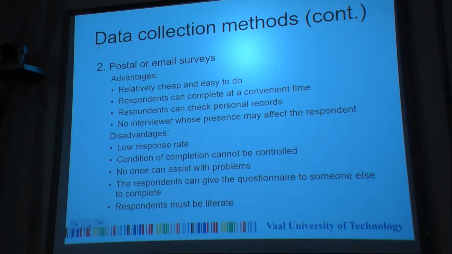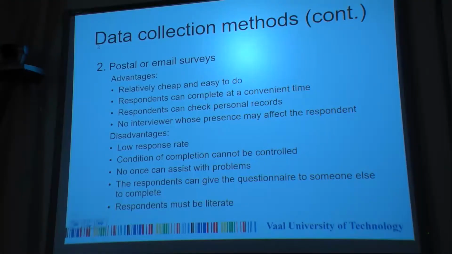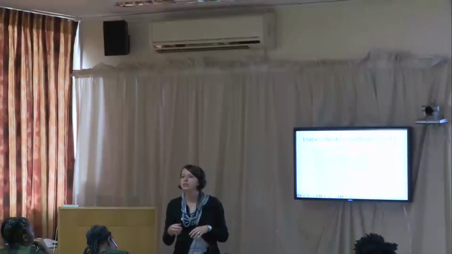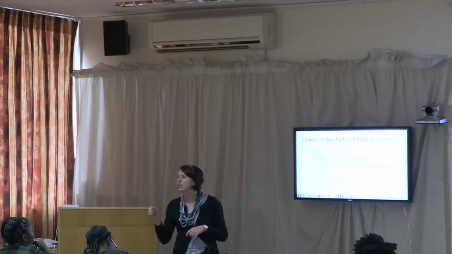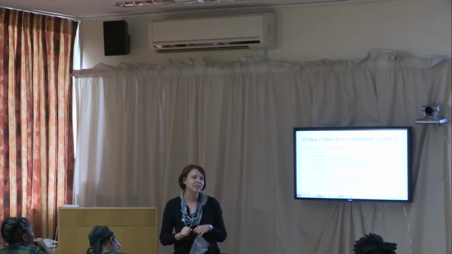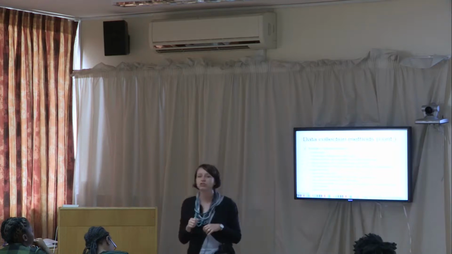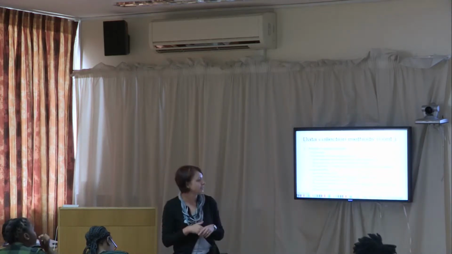So, condition of completion cannot be controlled. Also, you don't know where the respondent is when he or she is completing this questionnaire. Maybe the respondent is sitting next to his or her best friend or next to his or her mum, and the best friend or the mum can make comments from the side, influencing the respondent. So it's not necessarily an accurate description of what the specific respondent is thinking of answering, because it can be influenced by other people. You don't have control over that in this instance.